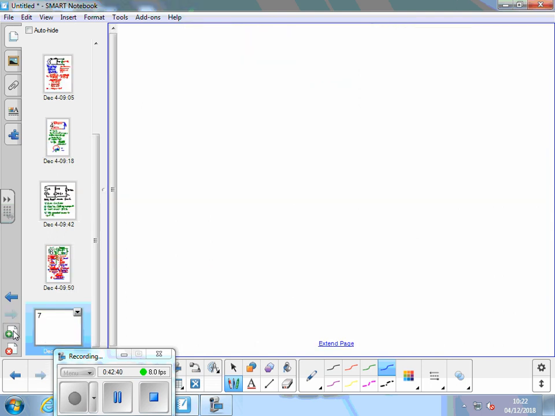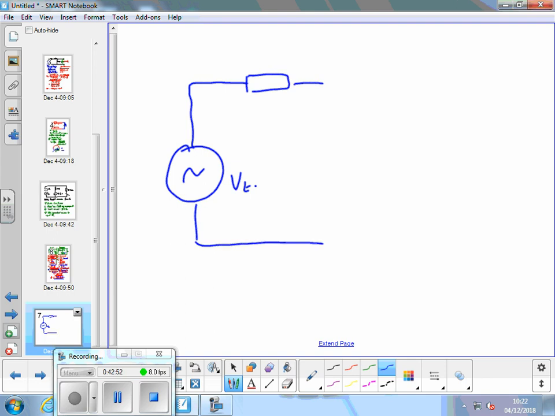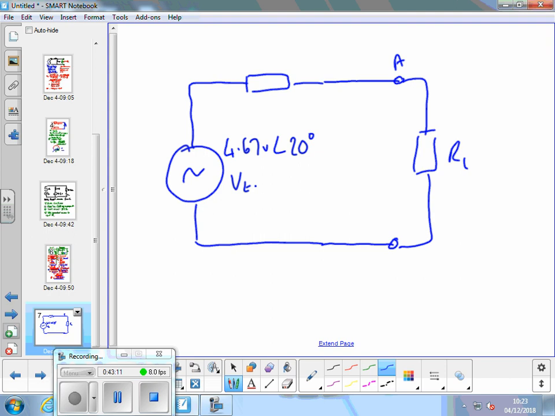So I could add that to an overall Thevenin's equivalent circuit, where I've found the Thevenin's voltage to be 4.67 volts, angle 20 degrees. And you might be a little bit either side of that, depending on how you've rounded and such like. I don't think it makes any difference. And there's our load resistor added in. So now what we've got to do is find Z Thevenin's.